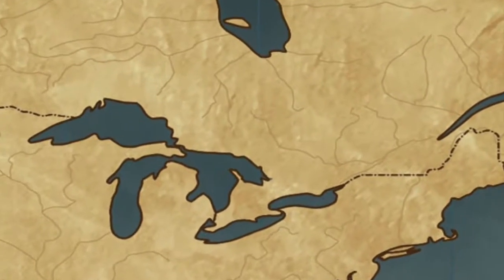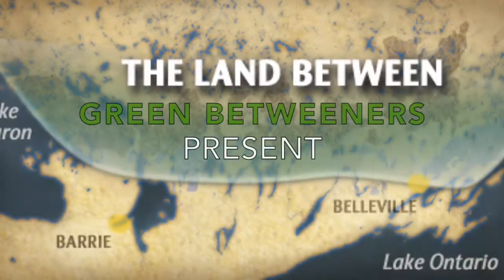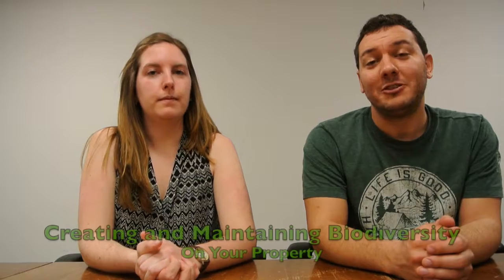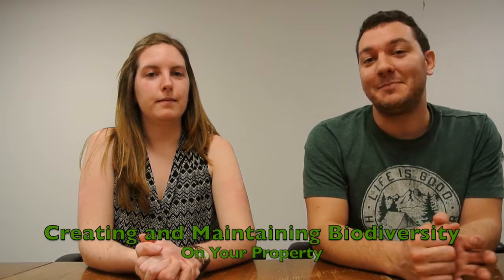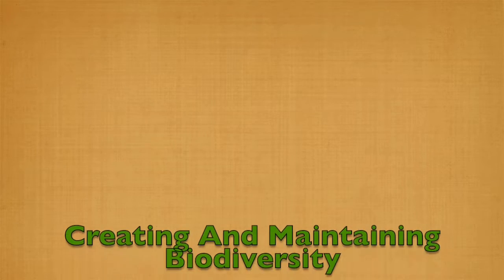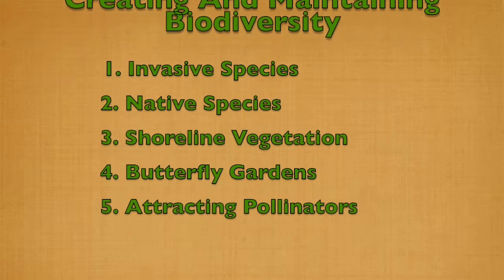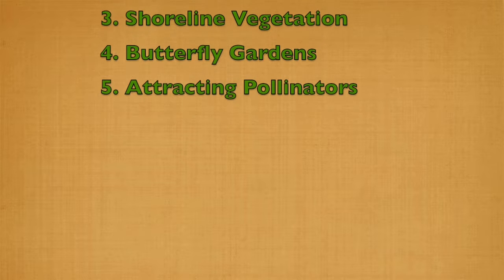And today we're going to talk about gardening in the land between. Here are a few topics we're going to talk to you about today. We'll be discussing how to create and maintain biodiversity while addressing the following: invasive species, native species, shoreline vegetation, butterfly gardens, as well as gardens that attract other pollinators.